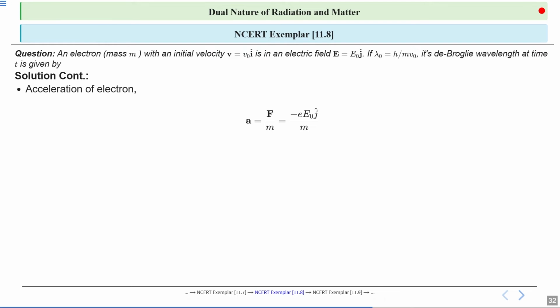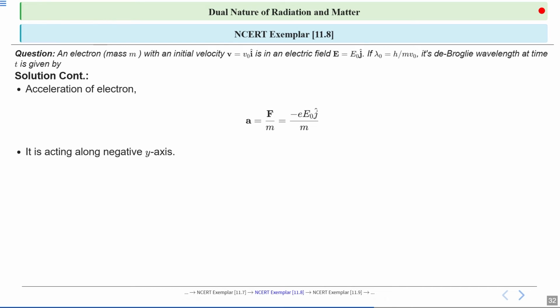So the acceleration becomes a equal to minus e E naught j cap upon m. Here e is measured in coulombs and E naught in newton per coulomb. Okay, so this acceleration is acting along the negative y-axis. This is because the electron has a negative charge. So the force and therefore the acceleration will be in the direction opposite to the electric field. The electric field is in the y direction and the force is acting along the negative y direction.